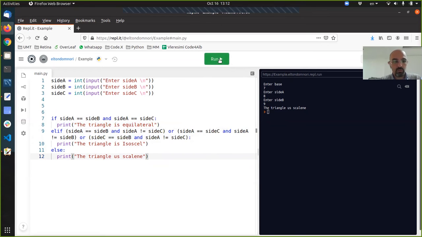Let's try the solution, whether it works or not. Let's say 6, 6, 6. Okay, it is equilateral. 8, 7, 8 is isosceles. Okay, and just giving 3 random numbers which are different from one another, and it tells me that the triangle is scalene. So all the sides are different from one another.